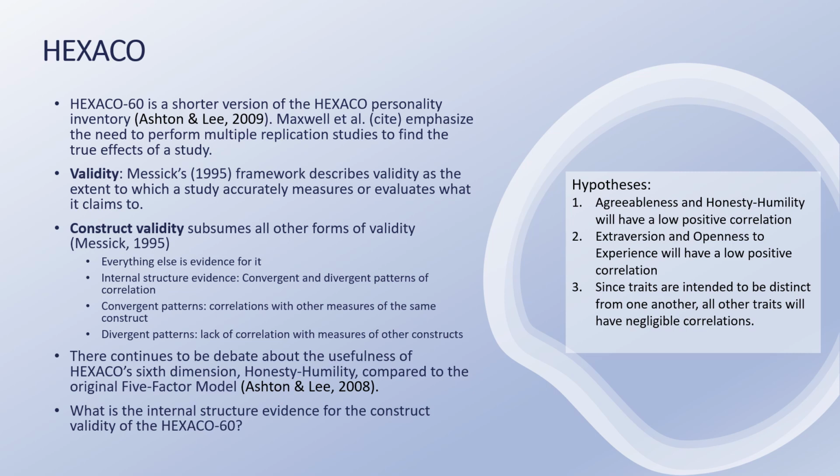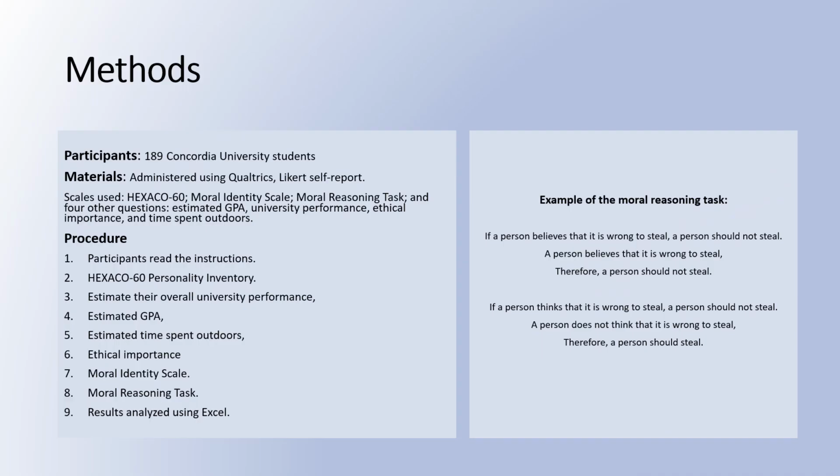The present study is expected to replicate the findings of Lee and Ashton's study showing divergent patterns of evidence for internal structure. Specifically, Hypothesis 1 states that the traits of agreeableness and honesty-humility should have a low positive correlation with each other. Hypothesis 2 is that extraversion and openness to experience will have a low positive correlation with one another. Finally, because the traits are intended to be distinct from one another, the third hypothesis is that all other traits will have negligible interscale correlations.